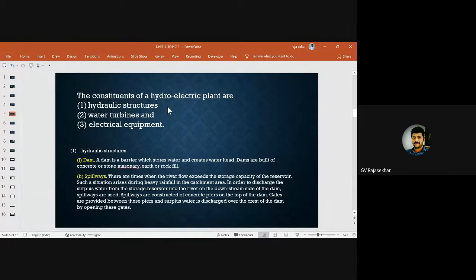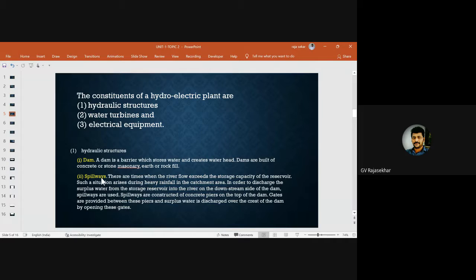What are the hydraulic structures we need? One is dam. We need a dam. What is the purpose of dam? A dam is a barrier which stores water and creates waterhead. Dams are built of concrete or stone, earth or rock fill, whatever it may be. We are not going into the details of how a dam is constructed, but a dam is required to store the water.